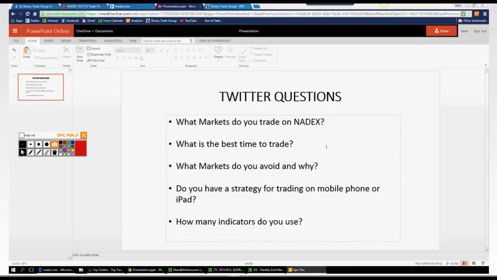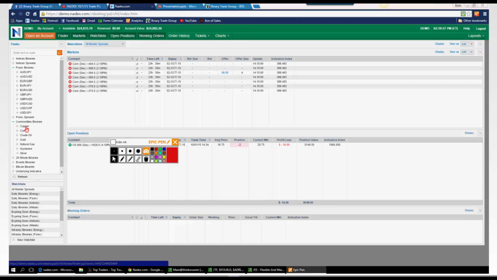It says, what markets do I avoid? And that's mostly a lot of the commodities. I have never traded copper or corn. I have never traded soybeans, and I've traded a little bit of silver and natural gas, but very, very rarely. So I make sure that I'm sticking to liquid markets.